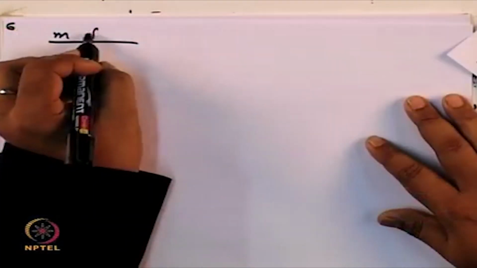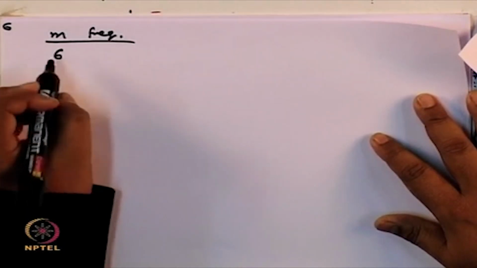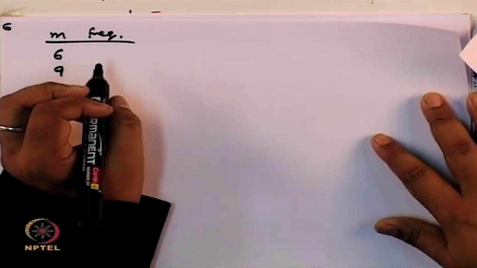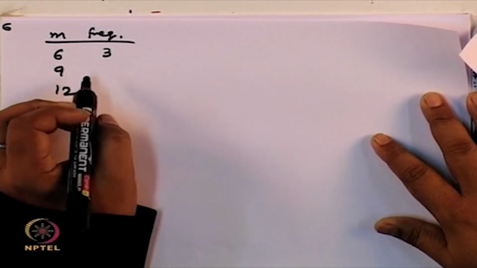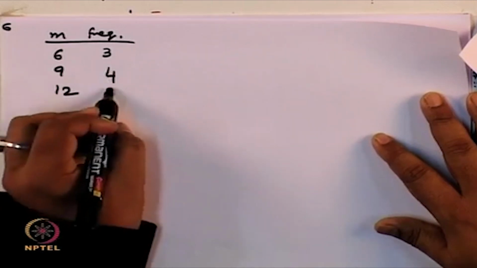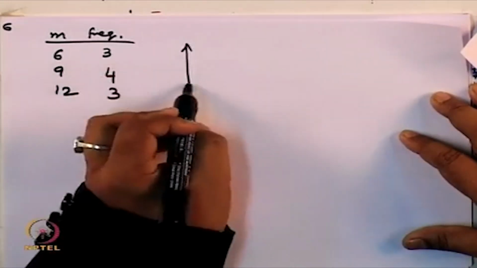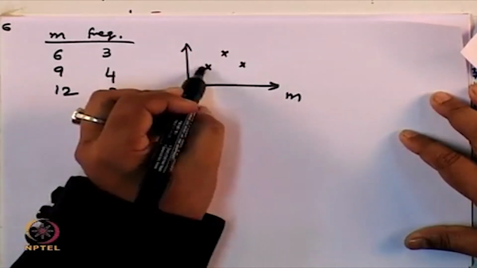Similarly, you can do the same thing for the median m. The median has obtained values of 6, 9 and 12. 6 has been obtained 3 times, 9 has been obtained 4 times, and 12 has been obtained 3 times. So, what you see is that your median will have these 3 values.